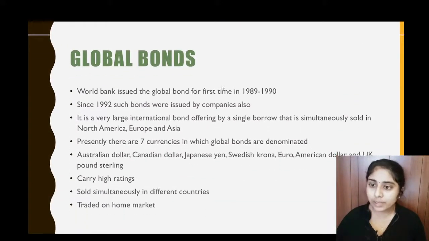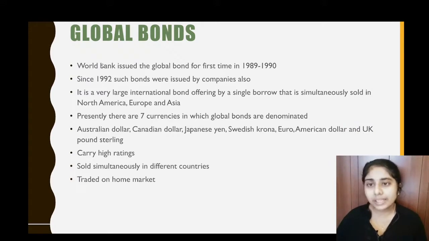So our first one is a global bond. What is a global bond? The World Bank issued the global bond for the first time in 1989 and 1990. Since 1992, such bonds were issued by companies also. So till 1990, these global bonds were issued by the World Bank, but since 1992, these global bonds were issued by companies also.